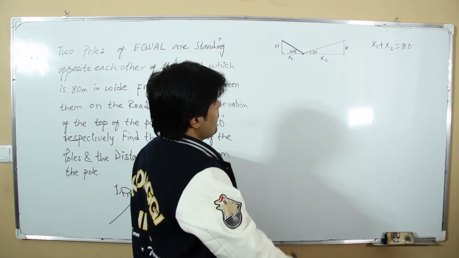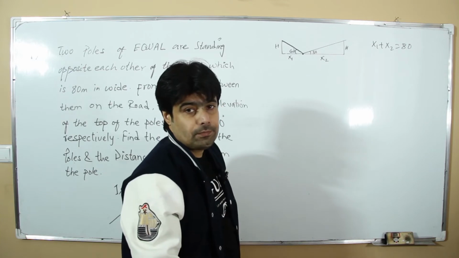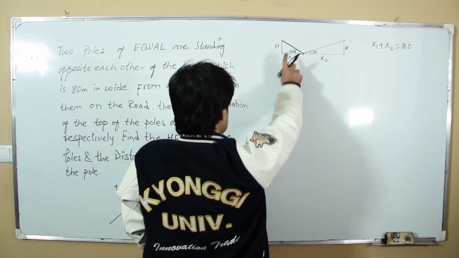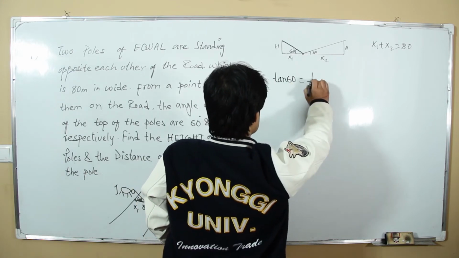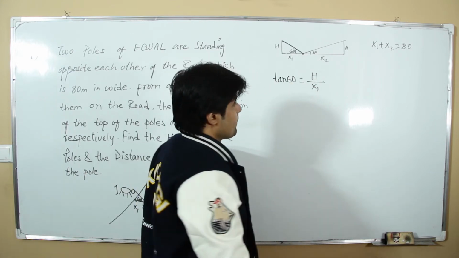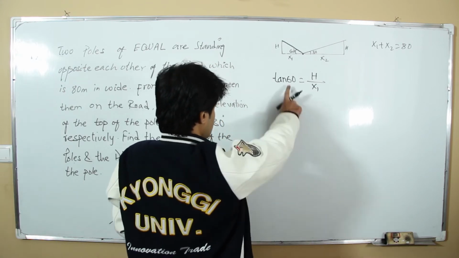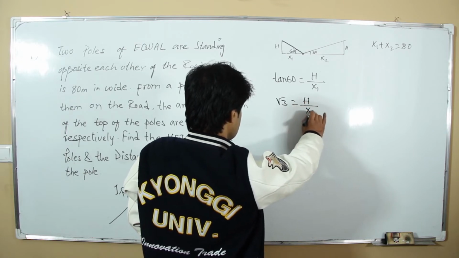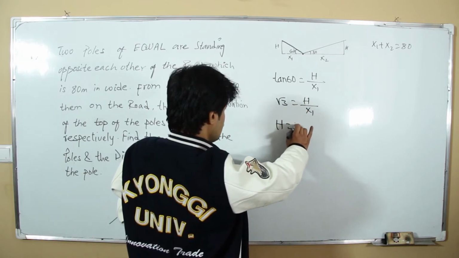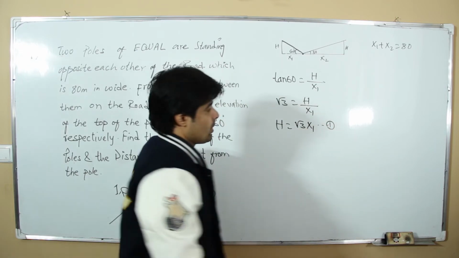Yes. Now how can you define? Once again, I think tangent. Suppose tangent of 60 is h divided by x1. Am I right or not? Yes. Tangent of 60 is root 3. So root 3 is h divided by x1. h is root 3 x1. This is our first equation.